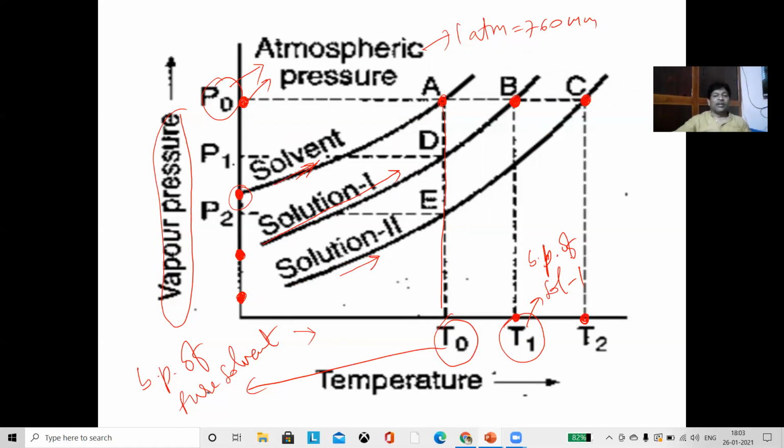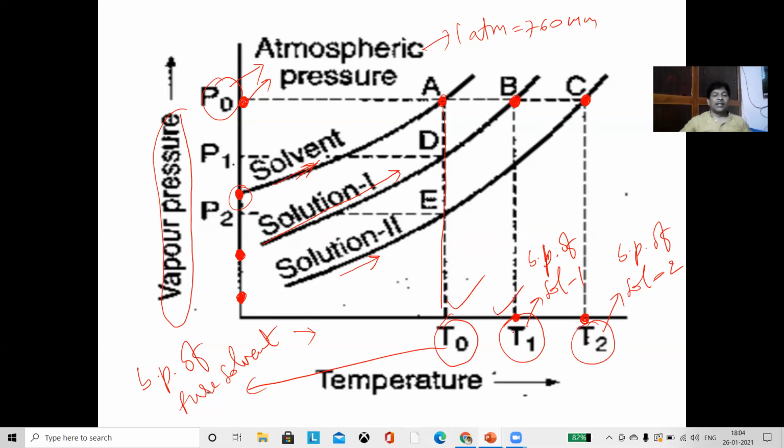That means this temperature T2 is called the boiling point of solution 2, or boiling temperature of solution 2. Like this, we have understood the boiling point of solution 1, solution 2 and pure solvent. Now if you take solution 1 and pure solvent, which one has the higher boiling point? Solution 1 has the higher boiling point.